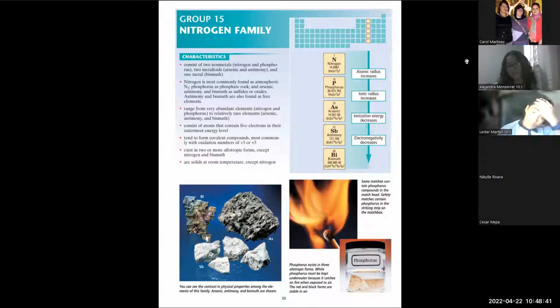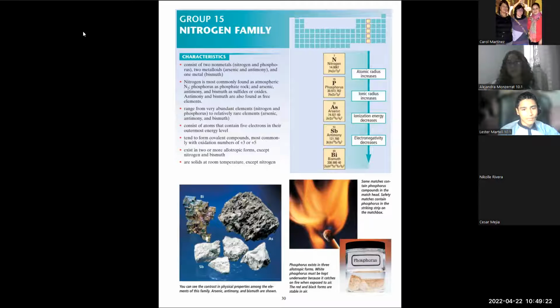The next group that we have in the periodic table is the nitrogen family. Nitrogen family is the group. As you can see, now we are in the right side of the periodic table. We started in the left and now we are in the right side. Okay? So this nitrogen group, also known as group 15, begins with nitrogen. And all of them are going to have very similar characteristics.